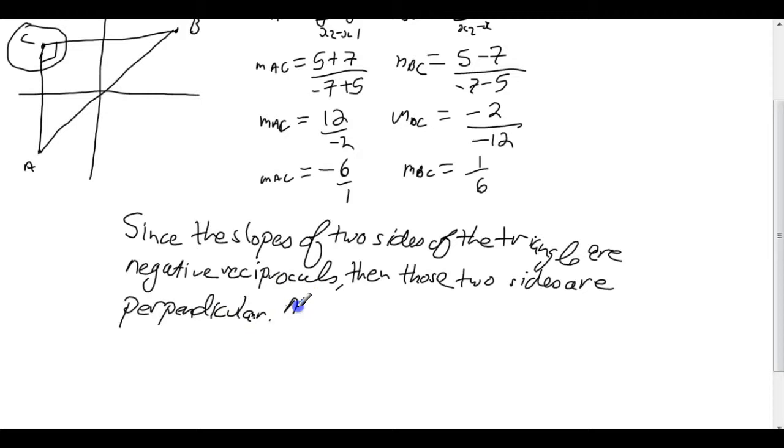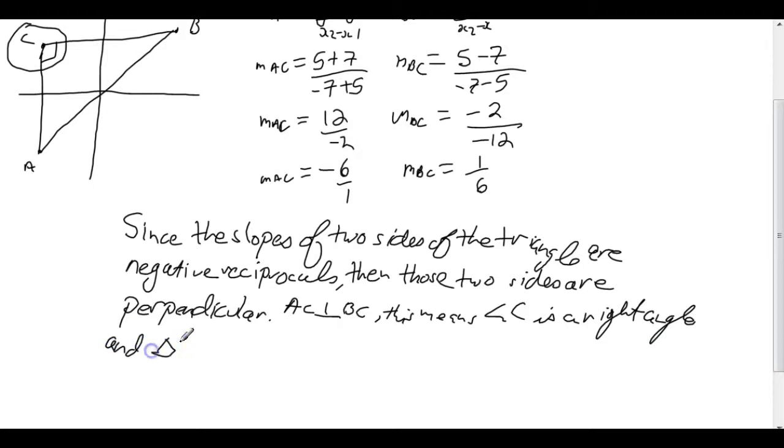Right, so we could say that AC is perpendicular to BC. This means angle C is a right angle, and triangle ABC is a right triangle.